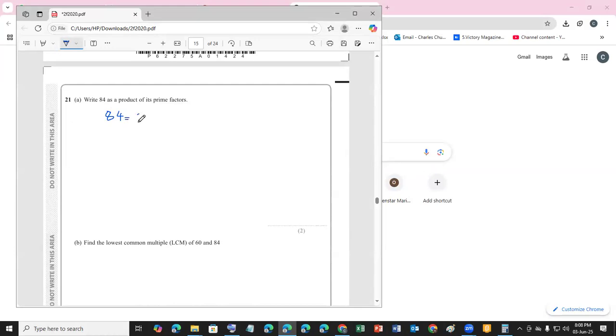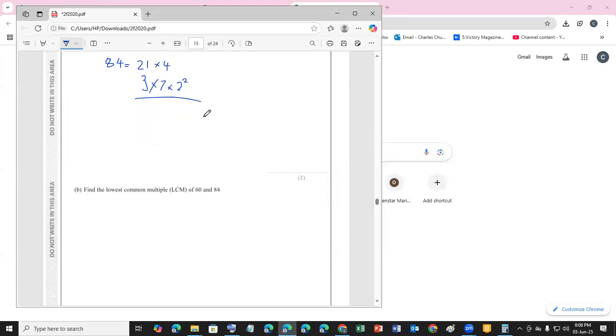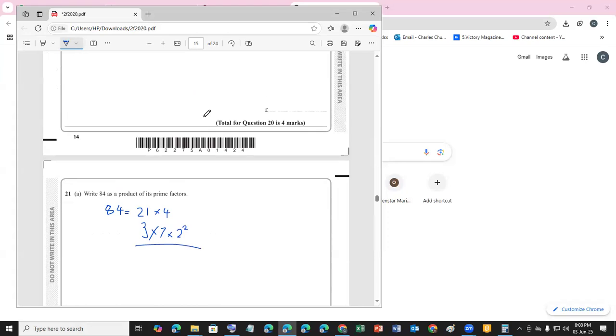84 is 21 times 4. And 21 is 3 times 7. And then 4 is 2 raised to power 2. So I think that's it as a product of prime factors. Okay, so I'll leave the LCM thing for you.